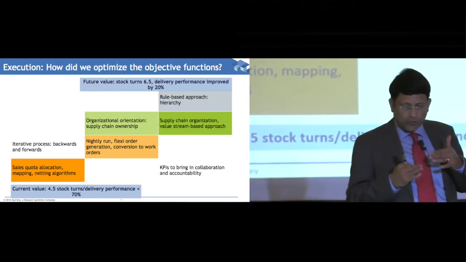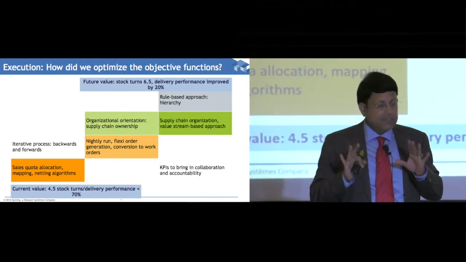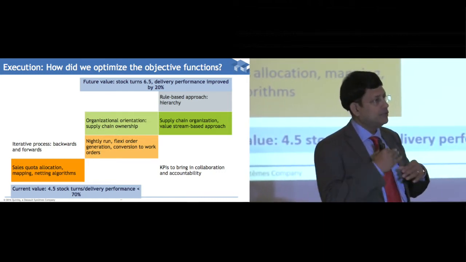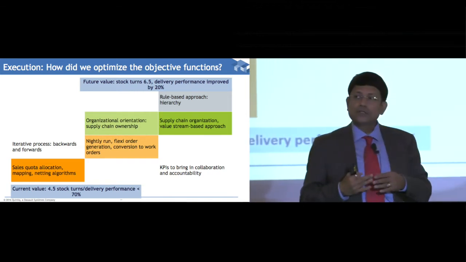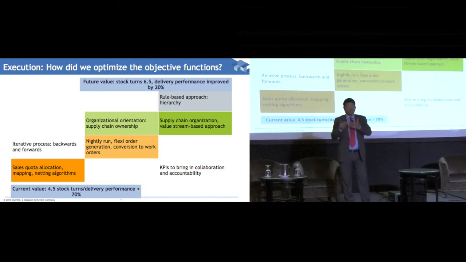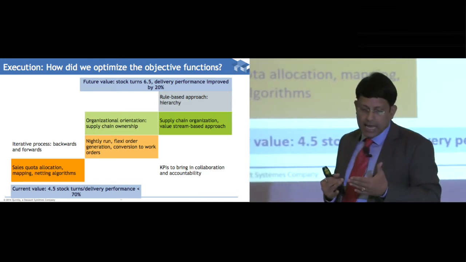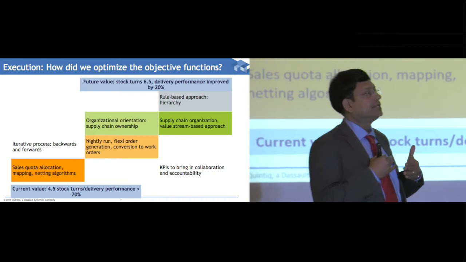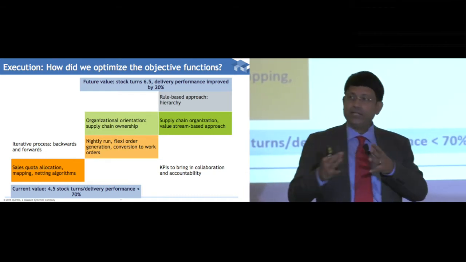And what we wanted to achieve, which was a future value, was about 6.5 stock turns. So you improve your ability to churn over your stocks, which of course would mean that you have less inventory in hand in terms of the amount of volume that you're delivering. So you have less inventory in your hand. And we also targeted a delivery performance improvement of 20% as an initial output.